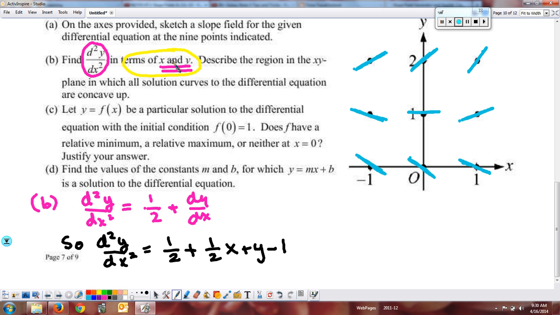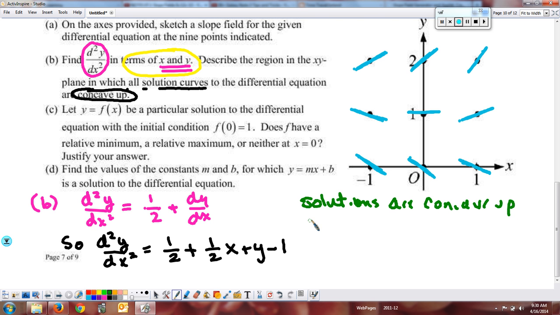So that takes care of the first part. And then it wants to describe the region in the plane in which all the solution curves are concave up. Now let's remind ourselves, when are solutions concave up? We'll kind of give them the reason. Solutions are concave up when your second derivative is greater than 0, right? That's your second derivative test. So we're going to tell them this, and we're like, well, when is that?